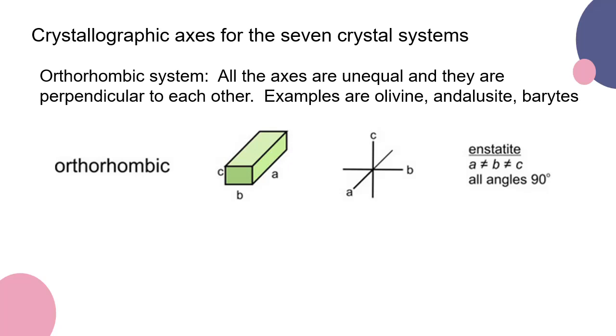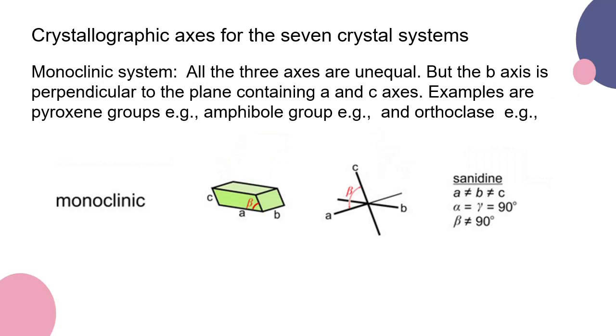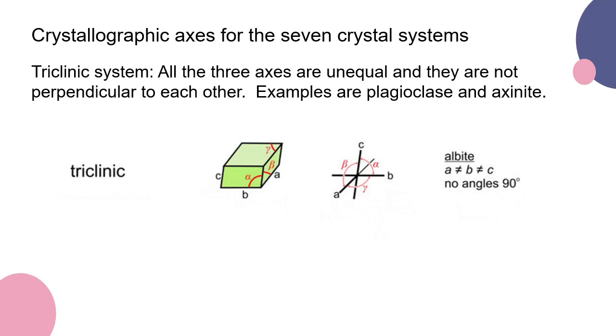Orthorhombic system: all the axes are unequal and they are perpendicular to each other. Examples are olivine, andalusite, barytes. Monoclinic system: all 3 axes are unequal and they are not perpendicular to each other. The B-axis is perpendicular to the plane containing A and C axes. Examples are pyroxene, amphibole and orthoclase. Triclinic system: all 3 axes are unequal and they are not perpendicular to each other. Examples are plagioclase and axinite.